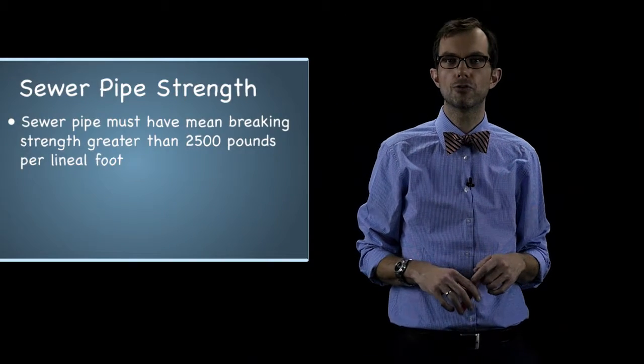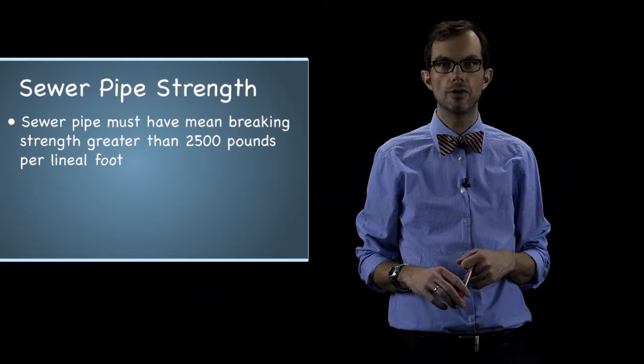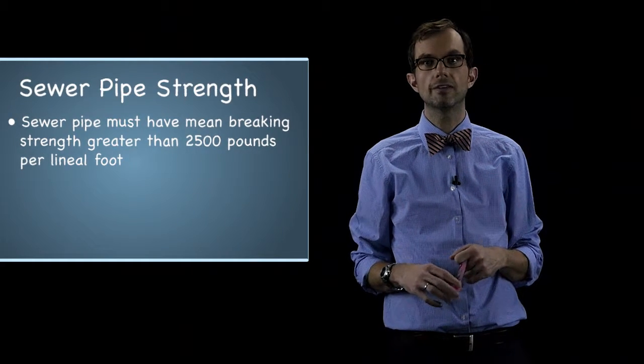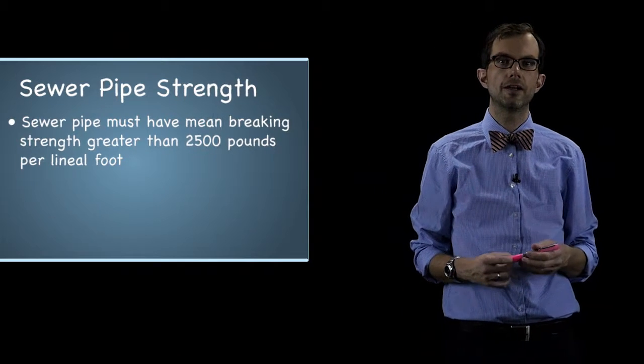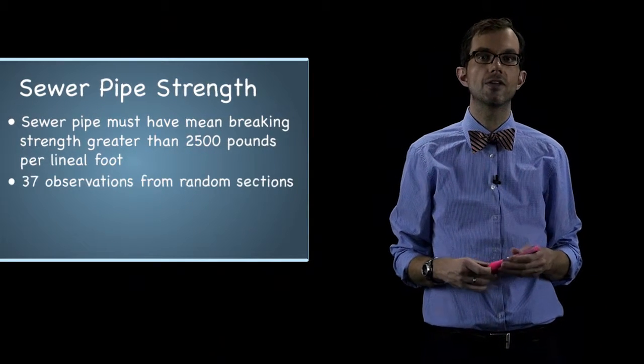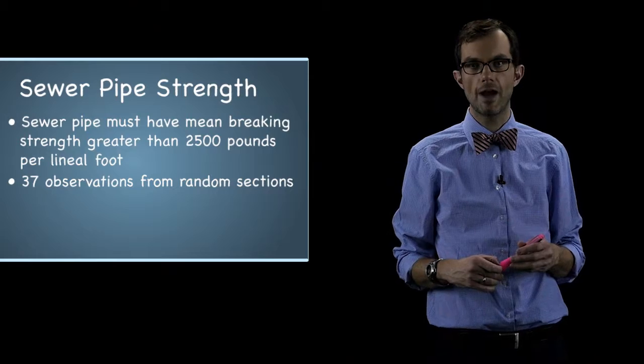Let's do one more example. Say that the building specifications in a certain city require that the sewer pipe used in residential areas have a mean breaking strength of more than 2,500 pounds per lineal foot. A manufacturer who would like to supply the city with sewer pipe has submitted a bid and provided breaking strength observations for 37 randomly selected sections of the pipe.